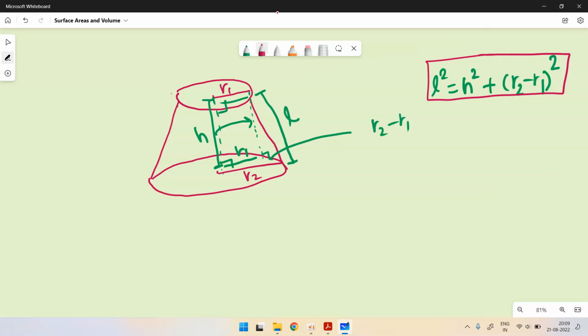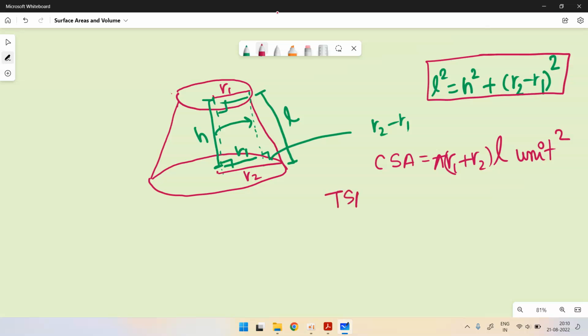Now, what is the area? Same thing is there, curved surface area. Now you remember the equation of the cone, curved surface area of cone, pi R L. Now here there are two radii, so pi (R1 plus R2) L unit square is the curved surface area.